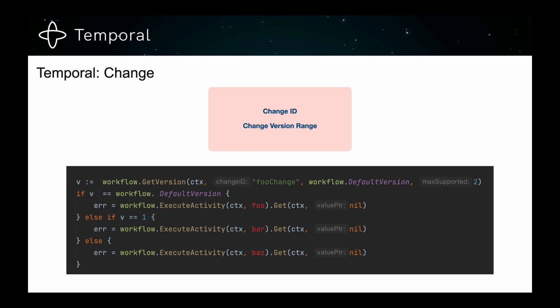So if the workflow is in the default version, meaning workflows that have passed the execution point where this change was introduced, they would still execute the activity foo. But workflows that have been executed using version 1 of this change will execute the activity bar. And workflows that haven't executed this change yet and get the max supported version of 2 are going to execute the activity BAS in this case.